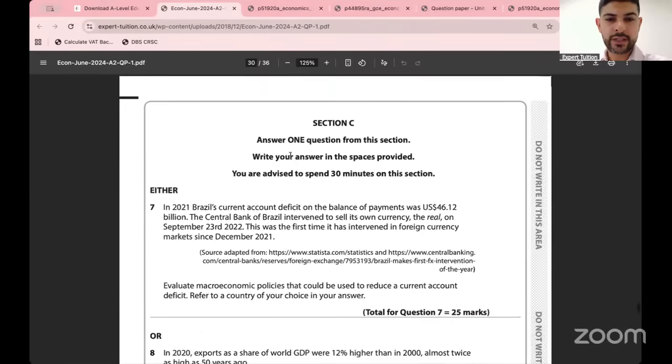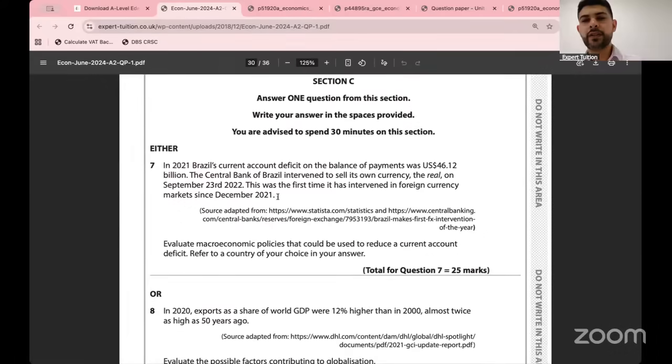In 2021, Brazil's current account deficit on the balance of payments was 46.12 billion US dollars. The Central Bank of Brazil intervened to sell its own currency, the real, on September 23rd, 2022. Okay, so just to be clear, them selling the real is like a dirty float, right? It's a managed exchange rate. They're selling it and therefore buying what? They must be buying something.